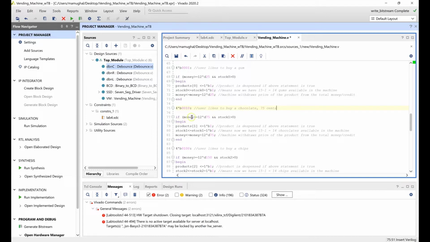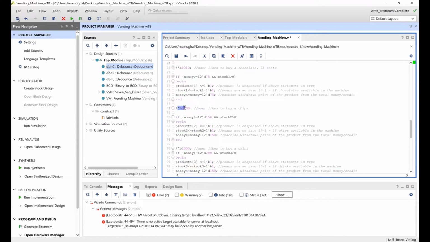Okay, similarly, if the user wants to buy a chocolate, which is 75 cents, right? So it's going to look for the money to be greater than or equal to 75 cents, and if we have stock 1 greater than 0. If both conditions are met, then stock basically goes down by 1. So this is stock 1. Product 1 is basically just going to light up the LED showing which product is being dispensed, and the money goes down by 75 cents. So if you again inserted $1, you want to buy chocolate, $1 minus 75 cents, 25 cents will get stored in money, and that is going to be displayed on the 7-segment.